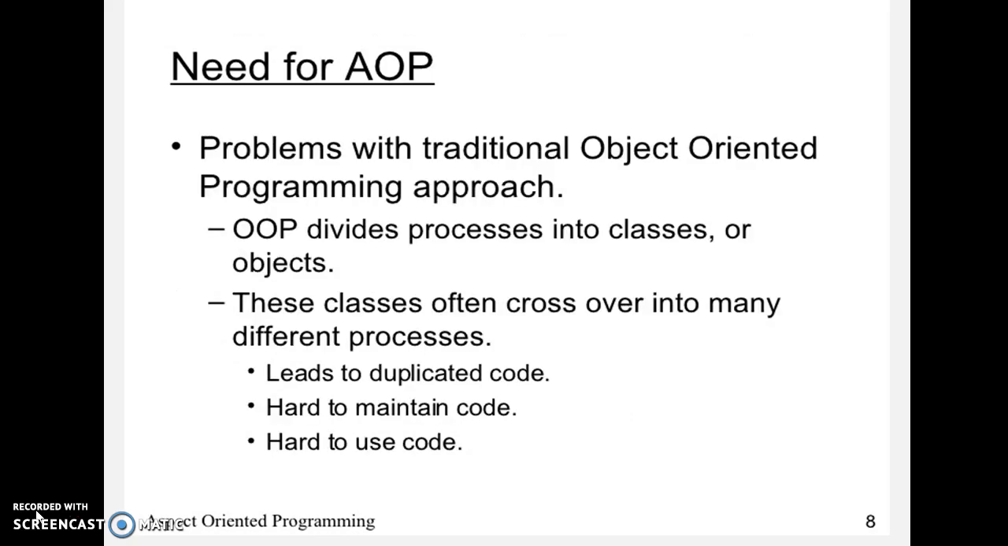What is the need for AOP? There are problems with the traditional object-oriented programming approach. OOP divides processes into classes or objects. These classes often cross over into many different processes. It leads to duplicated code, and it is also hard to maintain and hard to reuse the code.